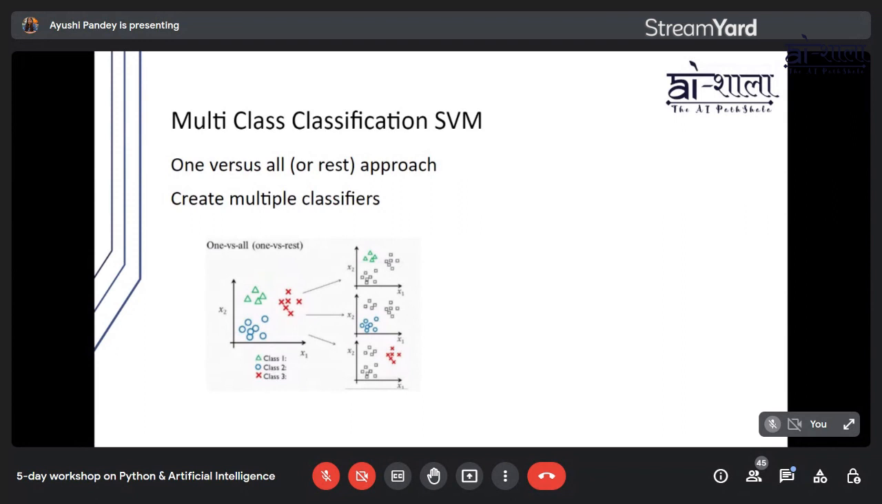But by default, the SVM wants binary classification. So to tackle multi-class classification, what it is doing is taking this one class and combining all the others. So this is known as the one versus all problem.